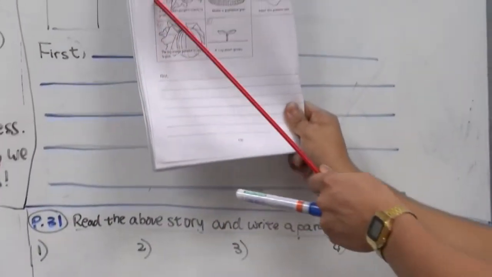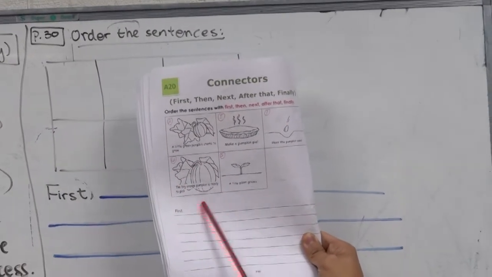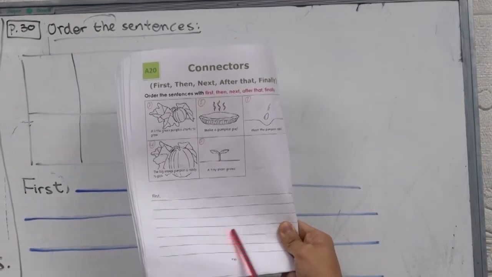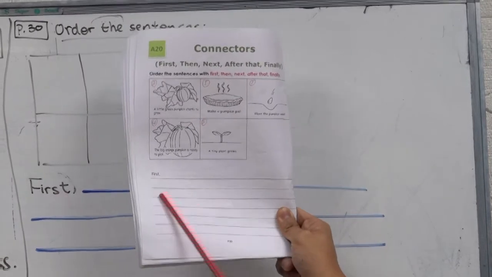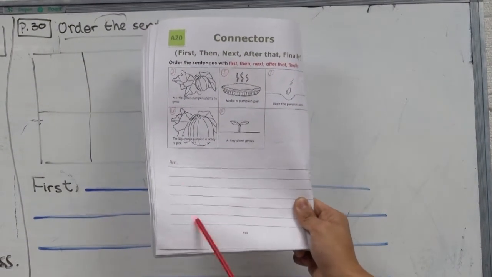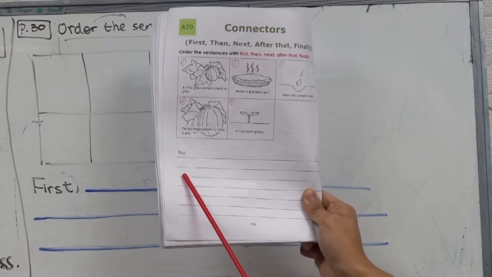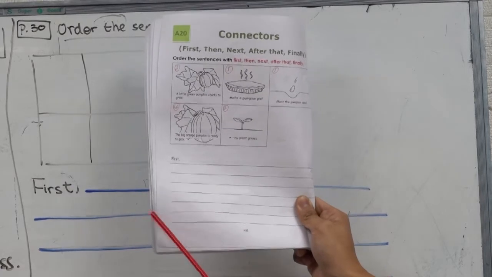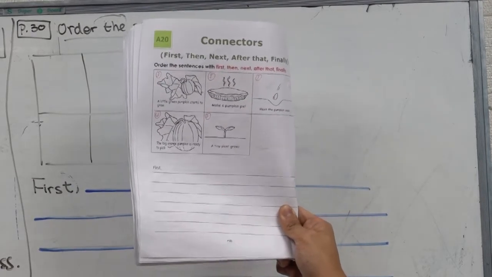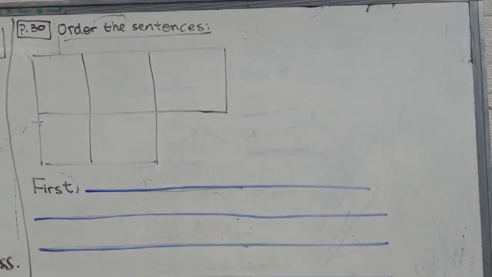The first one is to take a look at the picture and see which one comes first, second, third, fourth, and fifth. After that, we are going to write down a passage with the sequence. Okay, so first, then, next, after that, finally. Okay, we will write down on our own over here. Now, let's take a look at the pictures.